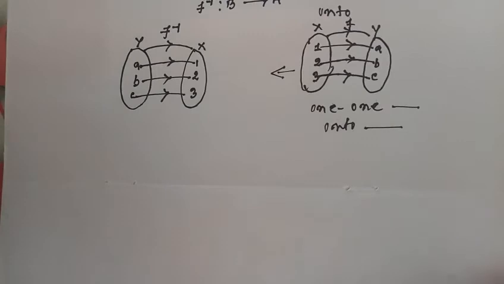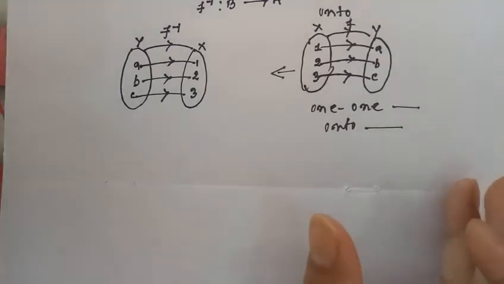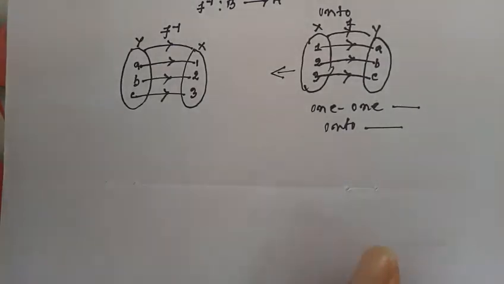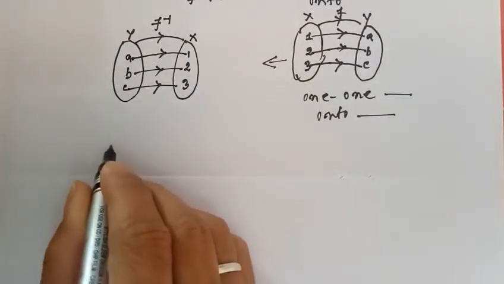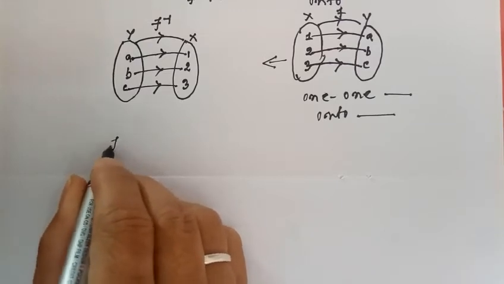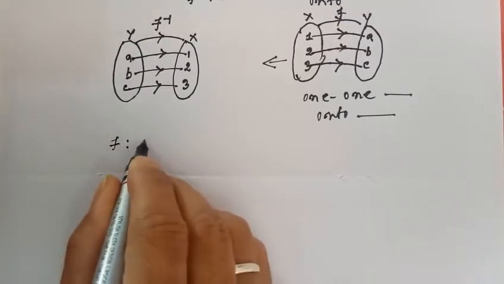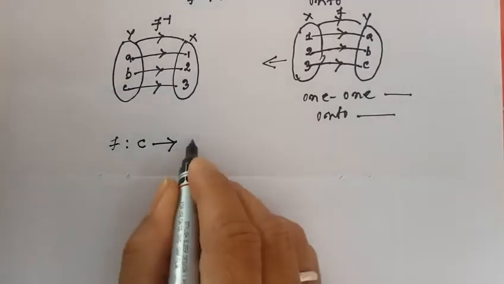So let us take some example which is not one-one and onto, and we see whether that function is invertible or not. Let a function f be from c to d.